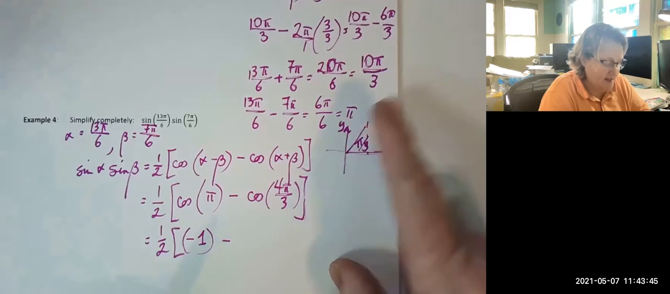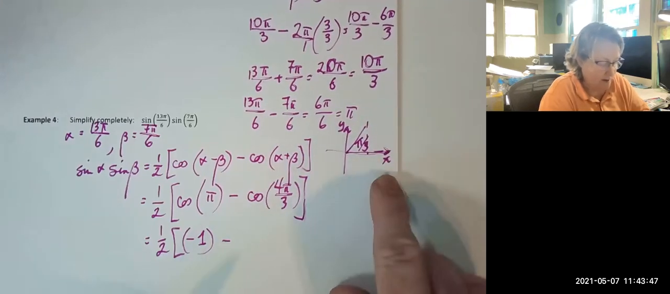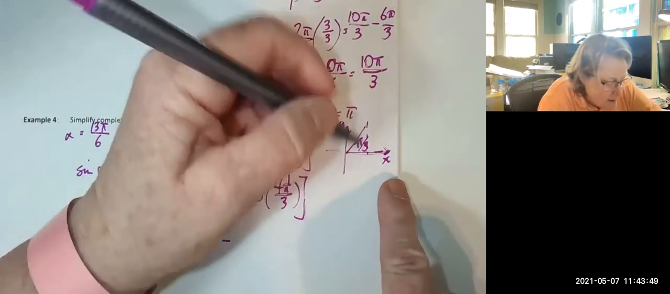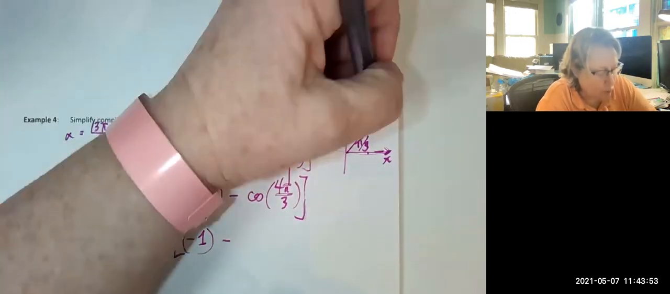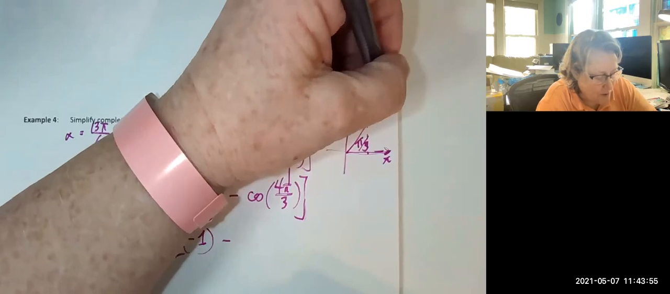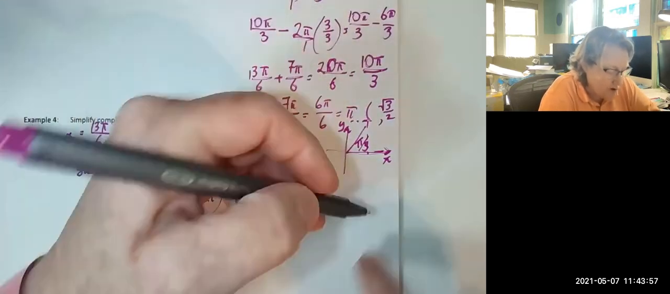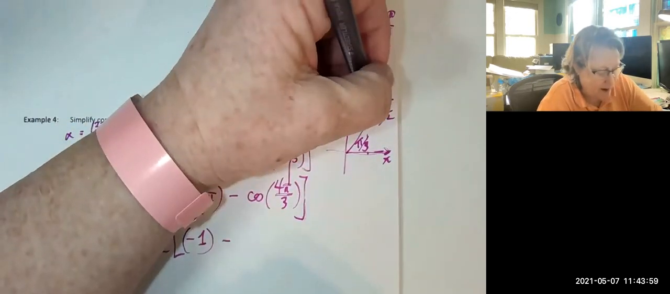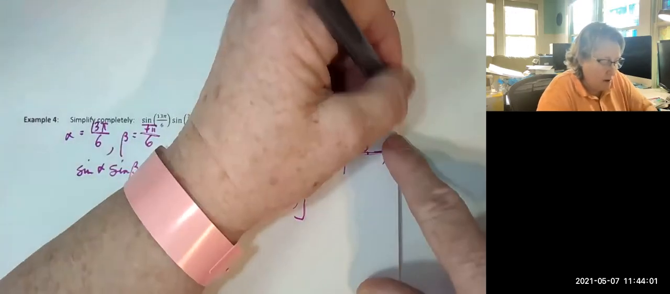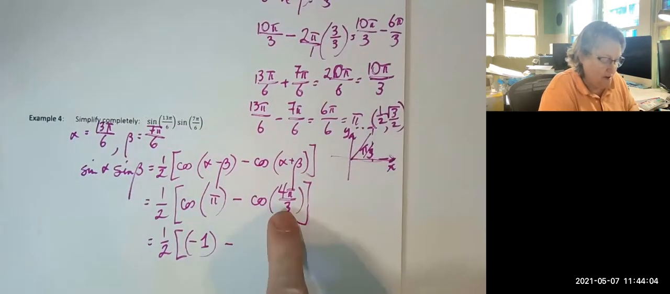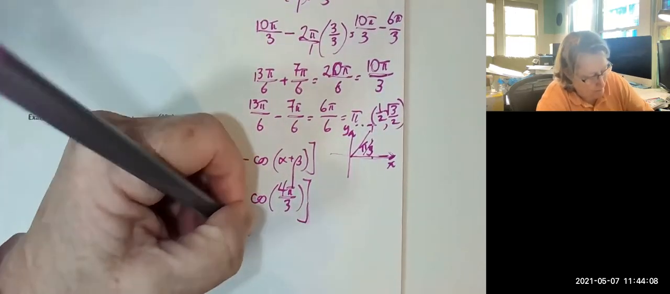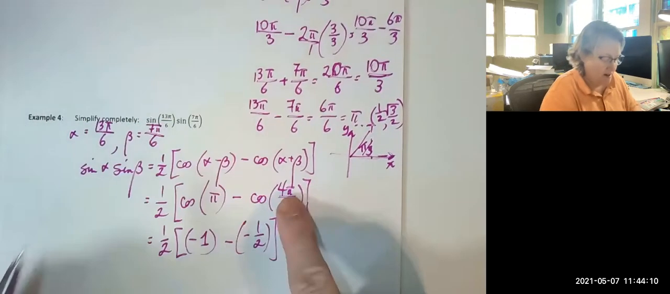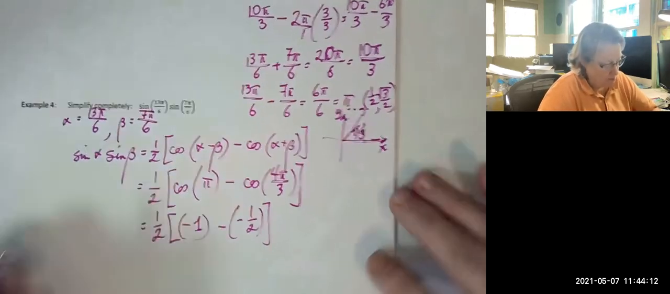Remember the x coordinate is cosine, and I can see here the y coordinate is larger, so the y coordinate must be square root of 3 over 2. The x coordinate is much shorter, so it must be 1/2. But we're in the third quadrant, so I'm going to have -1/2 for the cosine of 4 pi over 3.